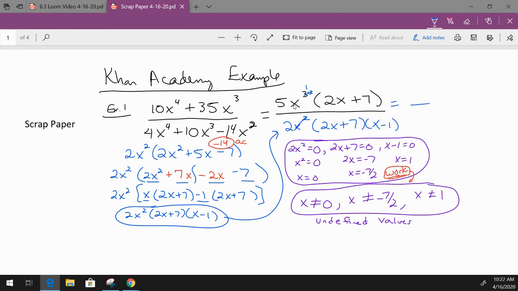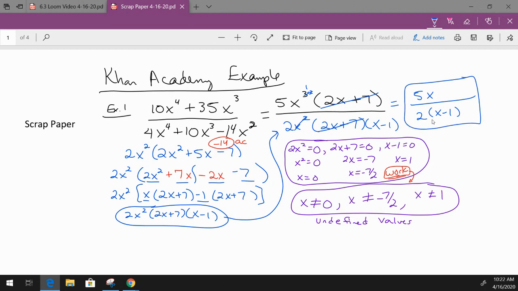All right, so in my final answer, I still have a 5 at the top, a 2 at the bottom, an x in the numerator. Now your 5x plus 7 in the numerator and denominator, since those are exactly the same, we can reduce those, and then you get x minus 1 in the denominator. All right, so this is our simplified rational expression.